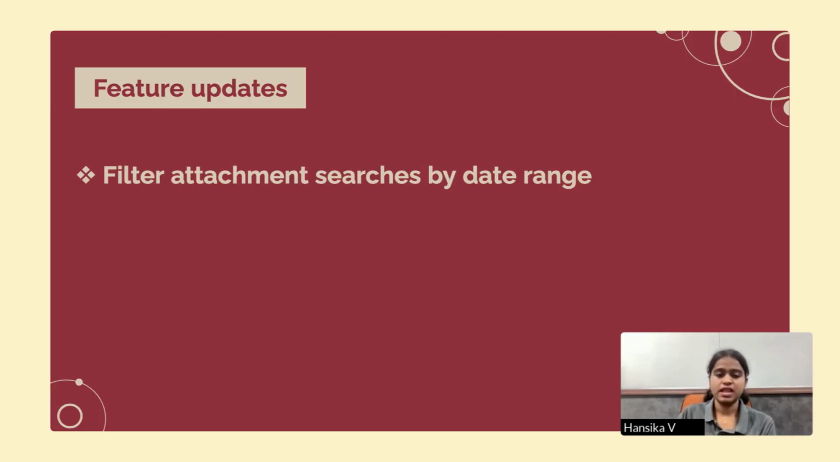Next, we have an update to the filter attachments. While we are searching for an attachment, you can now search by its size, where you can filter results by entering a start and an end date, and you can have all your attachments filtered in a more convenient way you would want them to look like.